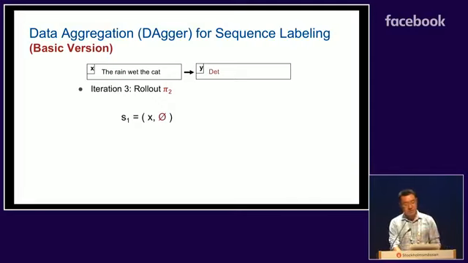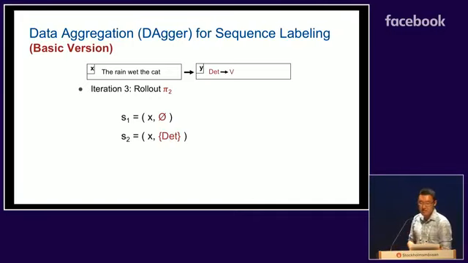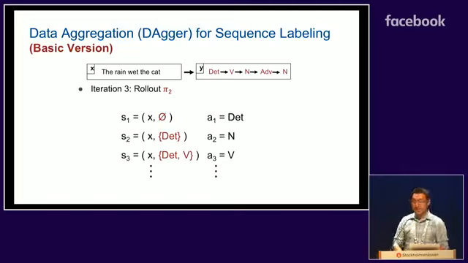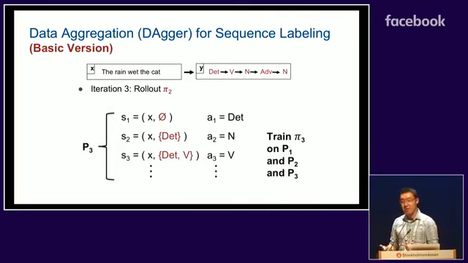Now we roll out pi2. pi2 now predicts the determiner correctly in the first state. And then, for whatever reason, it makes a mistake in the second state, and it predicts verb instead of noun. Then we collect a training set that can learn to recover from making a mistake in state S3. We train pi3 on the union of P1, P2, and P3, and this process continues until we've converged. So that's basically how you would apply interactive direct policy learning to structure prediction problems.